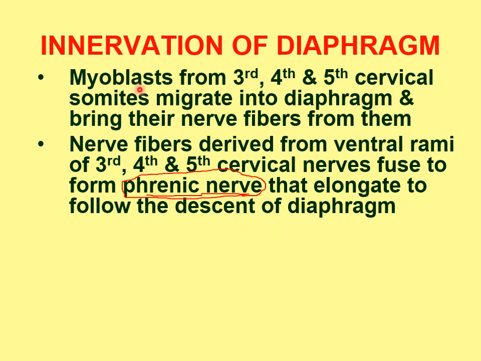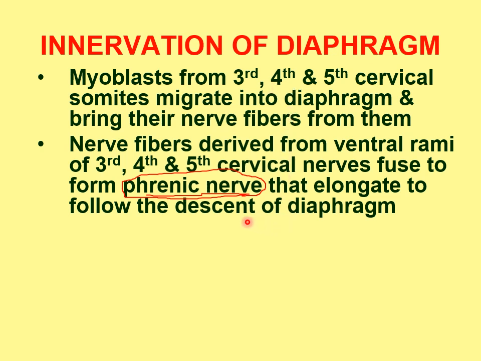So this is the phrenic nerve having the root value C3, C4 and C5, and that is the same as the myoblast cells migrating into the diaphragm. So the muscular portion, most of it, is getting the innervation from this phrenic nerve. This nerve also elongates as it follows the descent of the diaphragm.